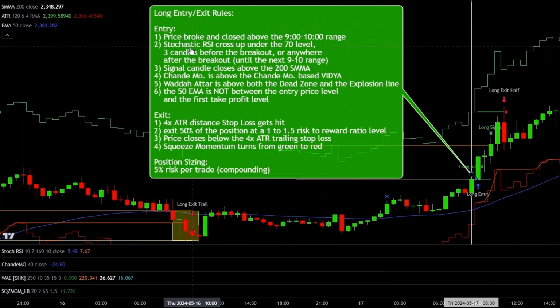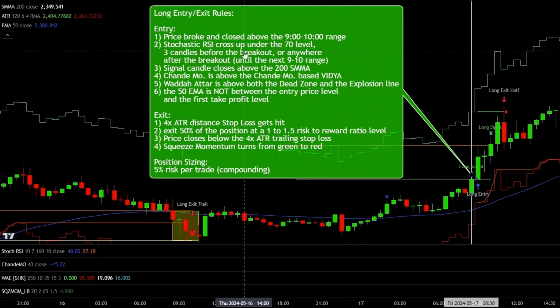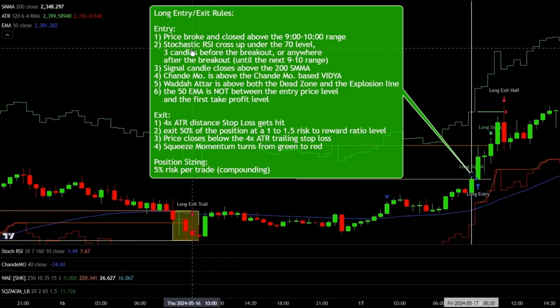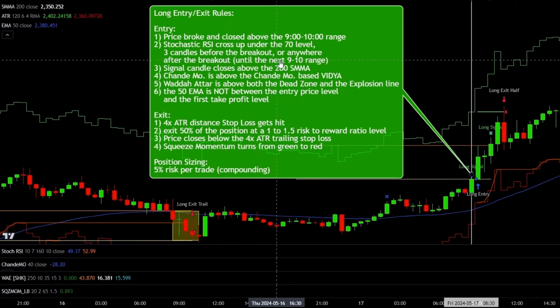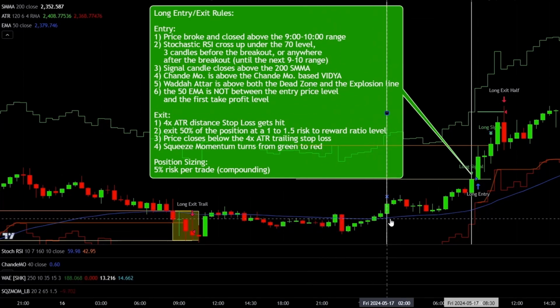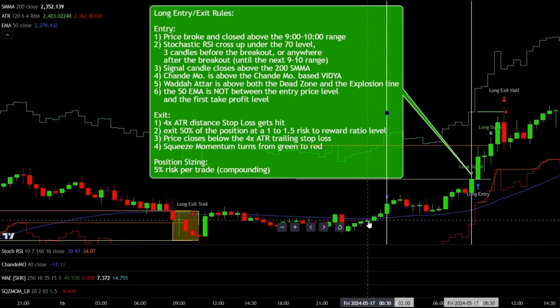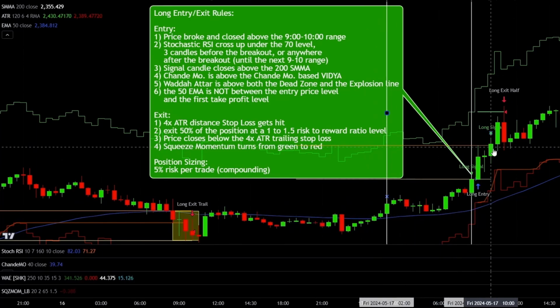The second rule is that the stochastic RSI needs to cross up under the 70 level, 3 candles before the breakout or anywhere after the breakout until the next 9 to 10 AM range. It might sound complicated at first, but it really isn't. Let me explain. So we got our breakout right here, and we need to see a valid stochastic RSI cross anywhere between the last 3 candles. So this is 1, 2 and 3, up until the next 9 to 10 AM range, which is right on this candle.